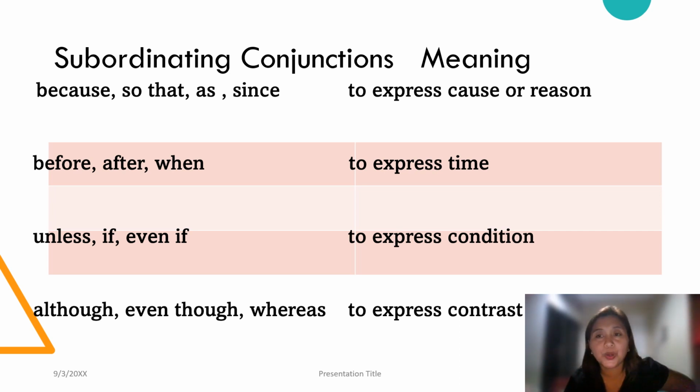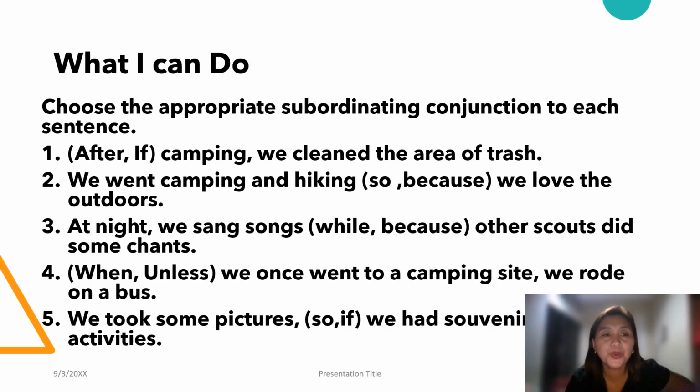Okay, so now let's move on to what can I do? Let's have a mental practice. Now, I want you to choose the appropriate subordinating conjunction for each sentence. Number one, you just choose between two options.